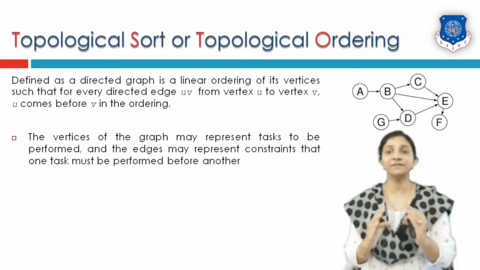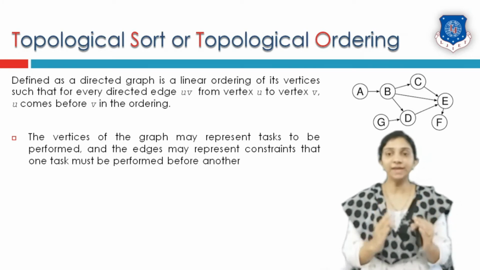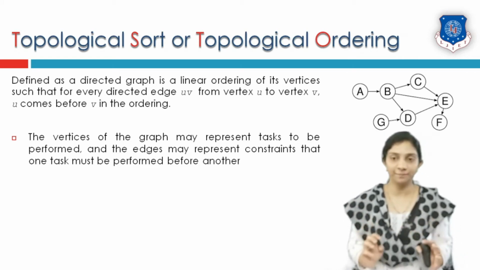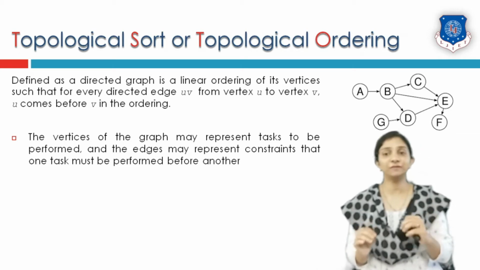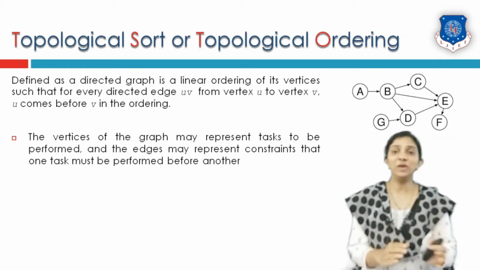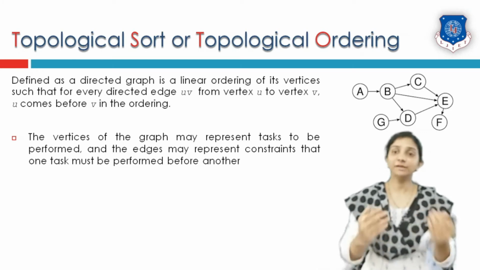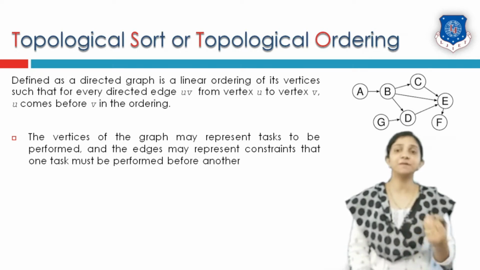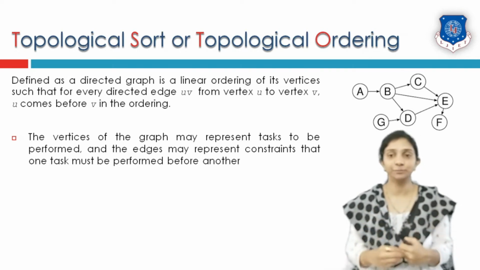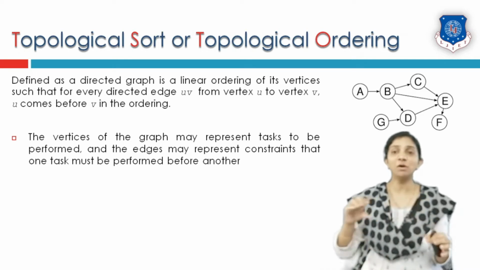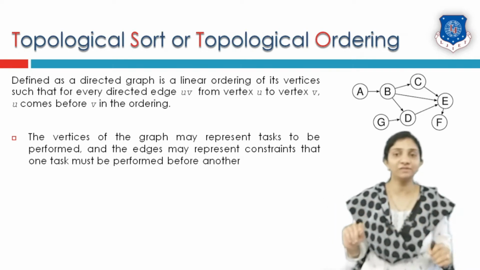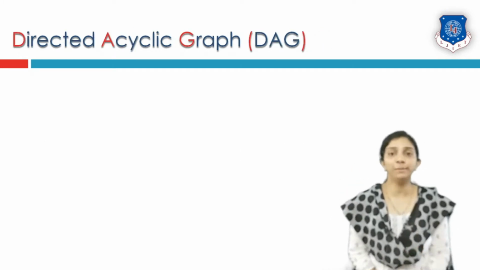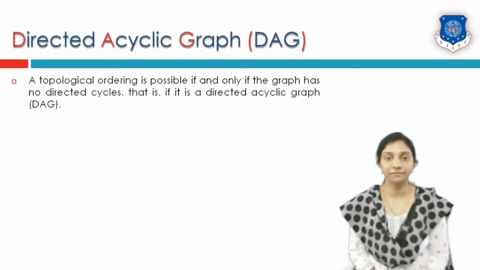But consider vertex E or task E. Task E is dependent on vertices B, C and D, all of them. So if tasks B and D are completed but C is not completed, we cannot start task E. Likewise for F, in order to start or complete task F, it is compulsory for task E to be completed. So if we want to find out a linear order in which to perform some tasks, that is given by topological sorting. Now what do we mean by directed acyclic graph?